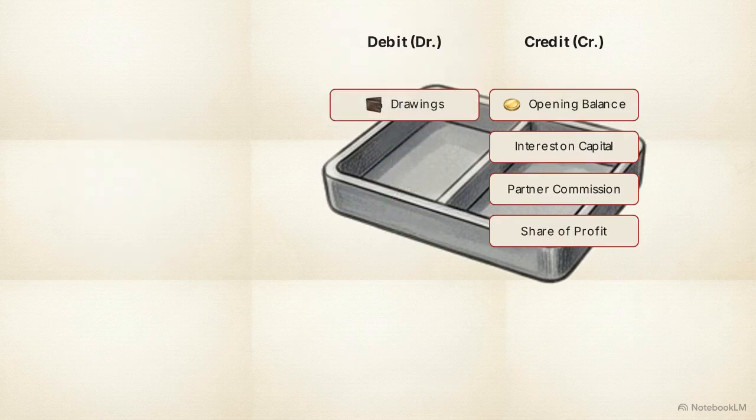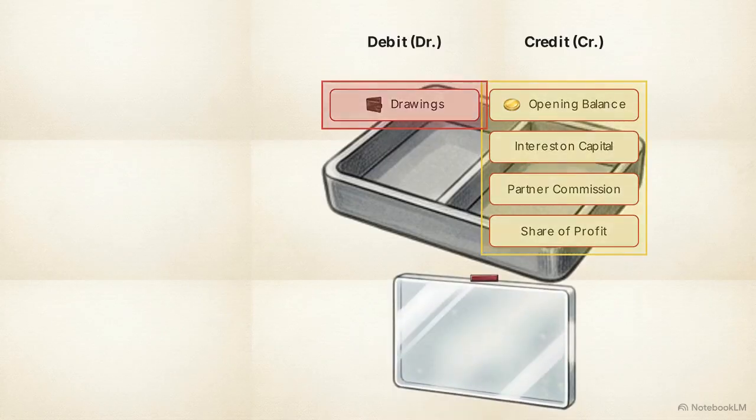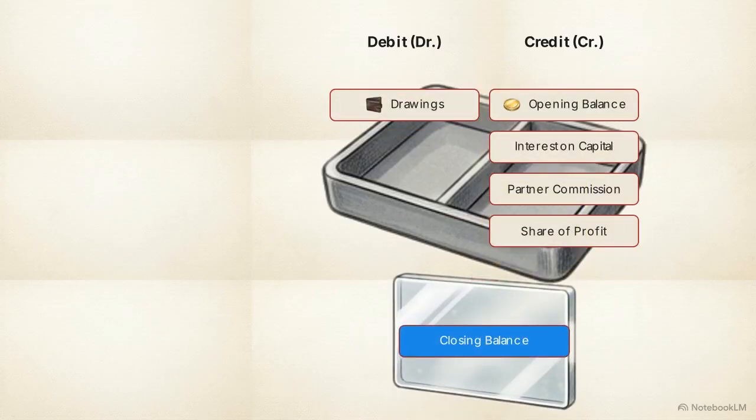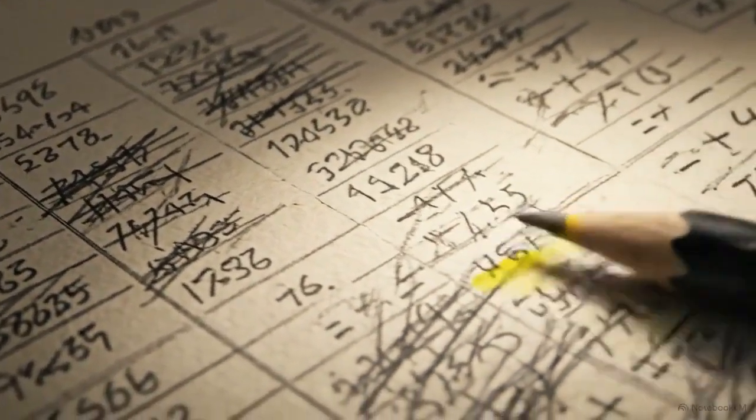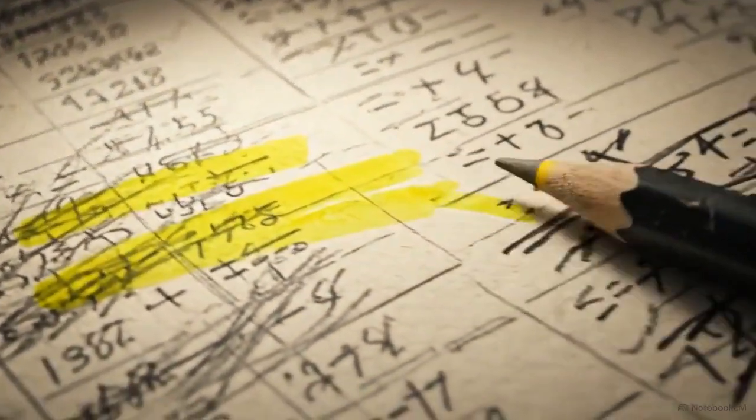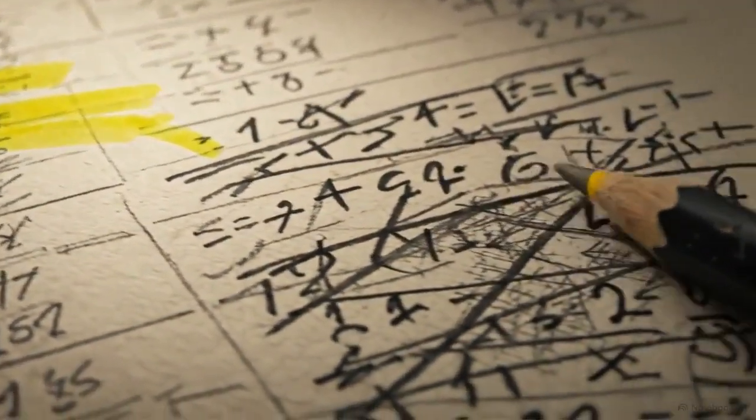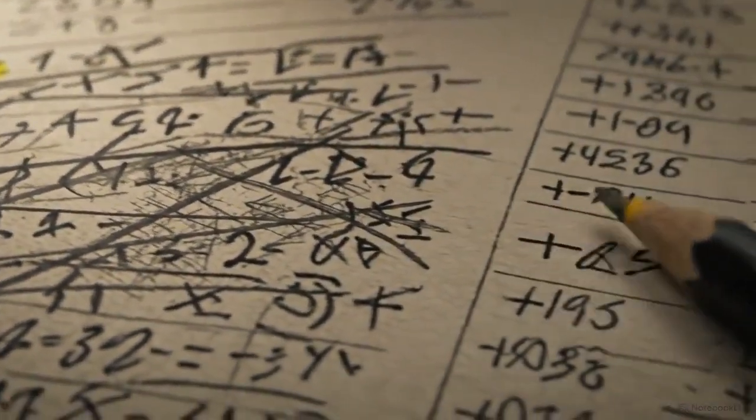If the partner withdrew any money for personal use, known as drawings, we deduct that amount by isolating it on the debit side. Finally, we subtract the debits from the credits to calculate the final, updated closing balance for the partner. This single account is named fluctuating precisely because its bottom line wildly shifts by absorbing every single day-to-day transaction.